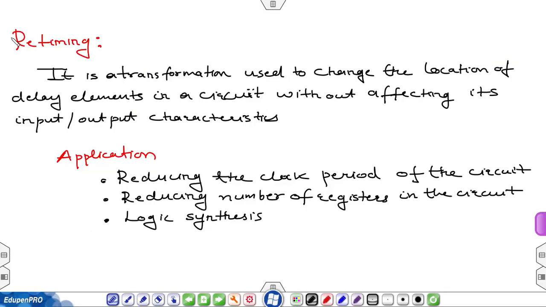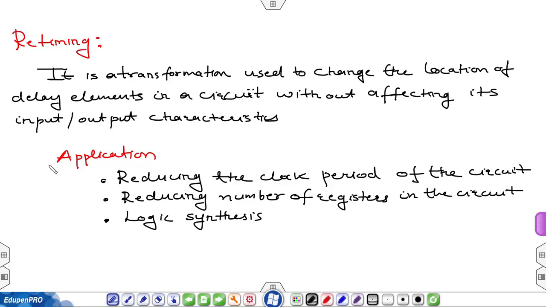In this lecture, I am going to discuss the topic retiming. Like pipelining and parallel processing, it is also a transformation technique that can be used to optimize the performance of any DSP system. The formal definition of retiming is that it is a transformation used to change the location of delay elements in a circuit without affecting its input output characteristics.